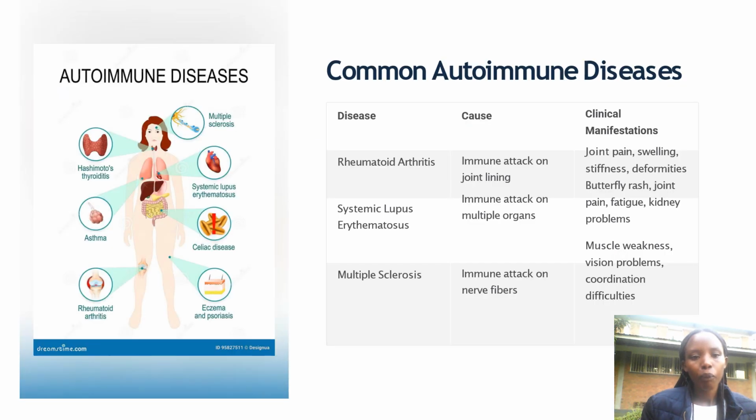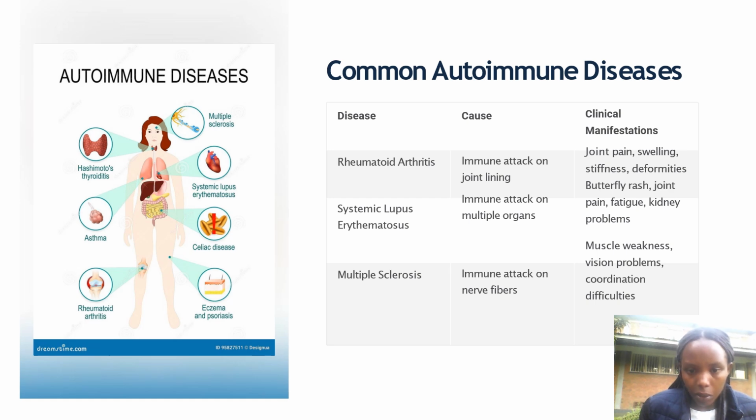And then this is the autoimmune disease structure, which shows Hashimoto's thyroiditis, asthma, rheumatoid arthritis, psoriasis, celiac disease, systemic lupus erythematosus, and multiple sclerosis. So these are the common autoimmune diseases. Looking at each one, we have rheumatoid arthritis, which is caused by immune attack on the joint lining. As we see, this is where rheumatoid arthritis is located.